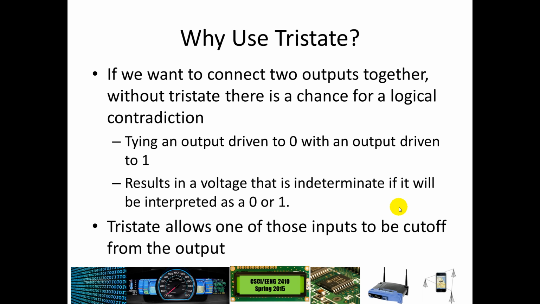So if you happen to share a data highway amongst various devices, you want to make sure that devices that should not have access to the highway right now basically just get on out of the way. And so the tri-state, having that third state, the high impedance state, allows those devices that should not have access to that highway right now to get on out of the way.